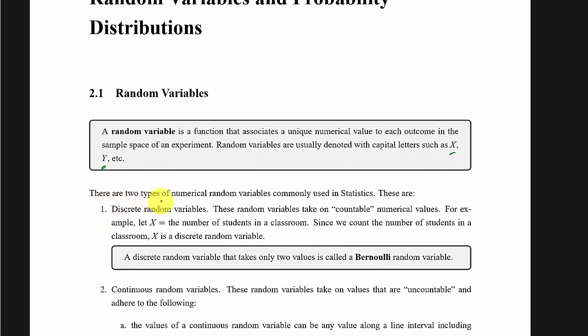There are two types of numerical random variables commonly used in statistics. These are discrete random variables. Okay, one is discrete random variables. These random variables take on countable numerical values. For example, let X equal the number of students in a class. Since we can count the number of students in a classroom, X is a discrete random variable.